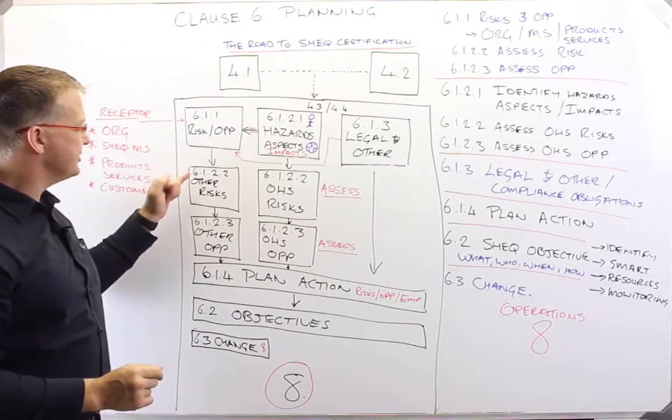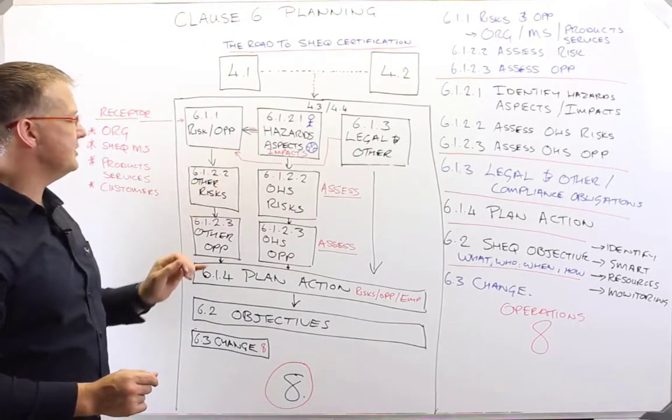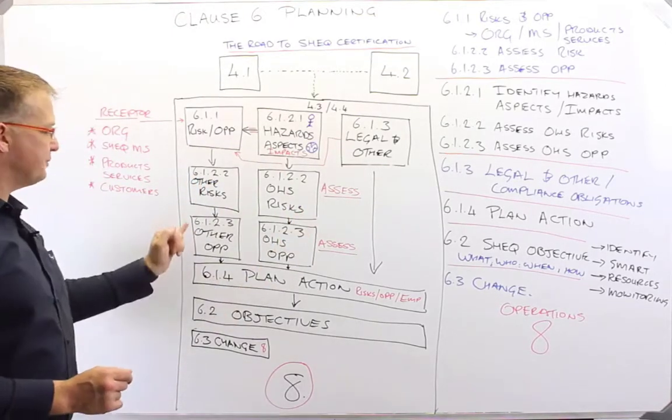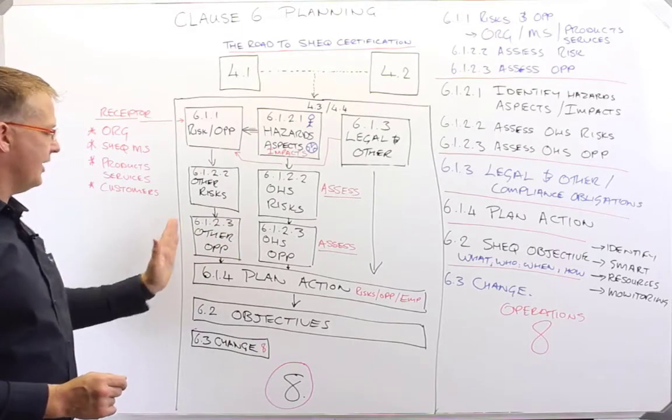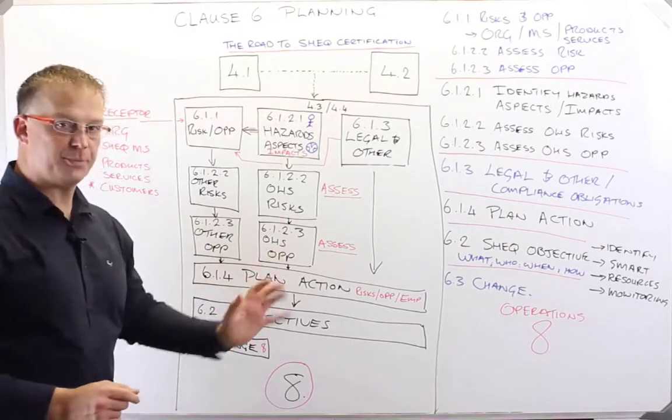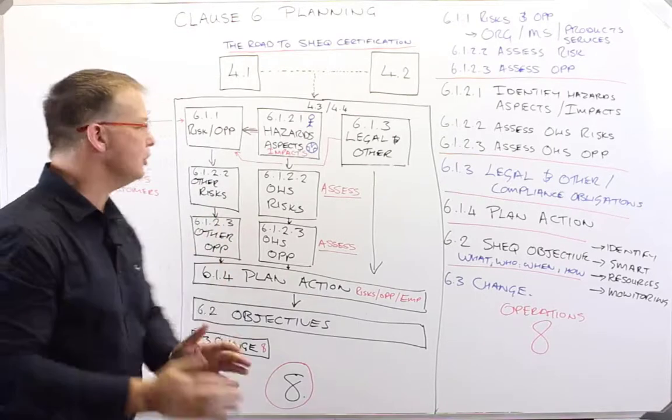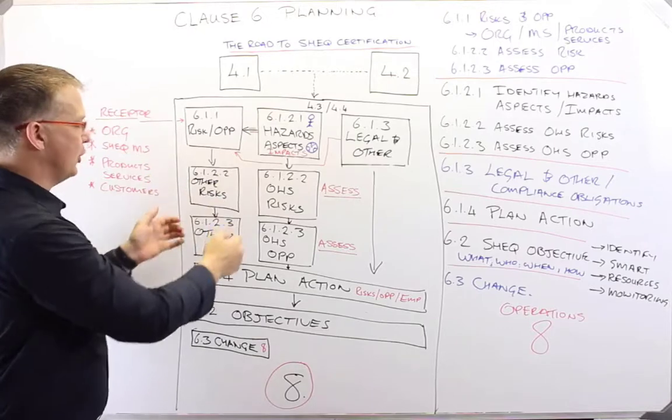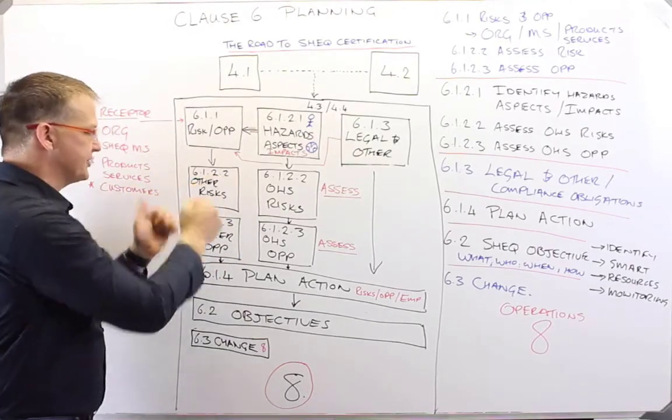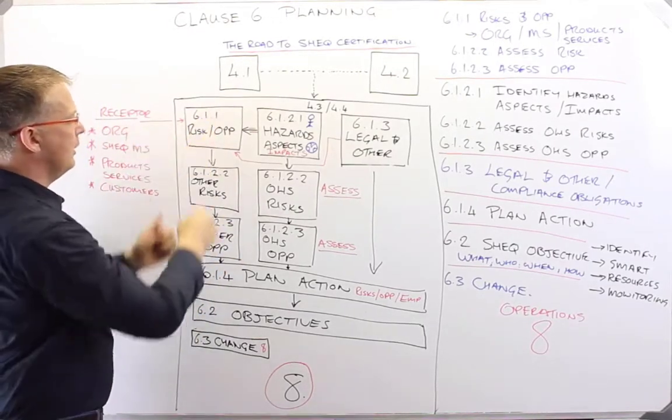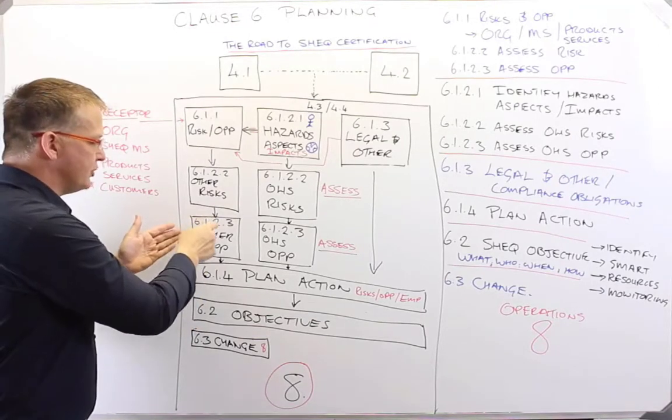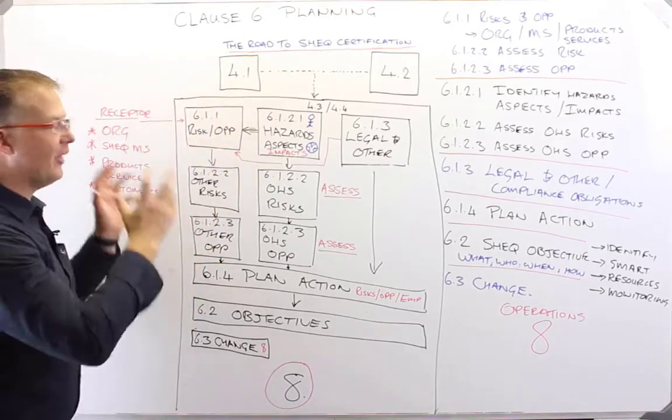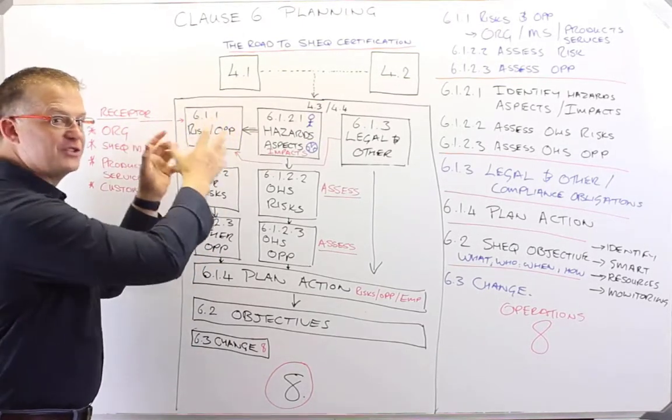Now, 6.1.2.2 deals with other risks. It also deals with OSH risks. 6.1.2.3 deals with other opportunities and OSH opportunities, but we wanted to take care to show you how 6.1.1 links with 6.1.2.2 to other risks. 6.1.1 also links to 6.1.2.3 other opportunities. So in 6.1.1, that is where we determine the risks and opportunities.